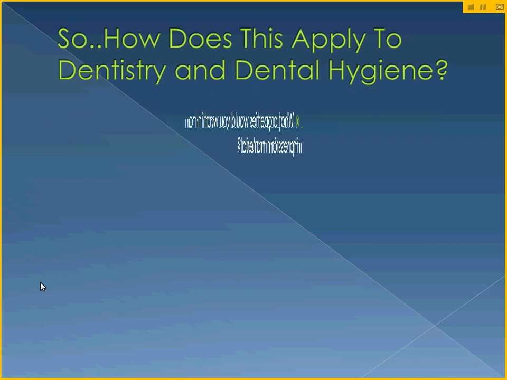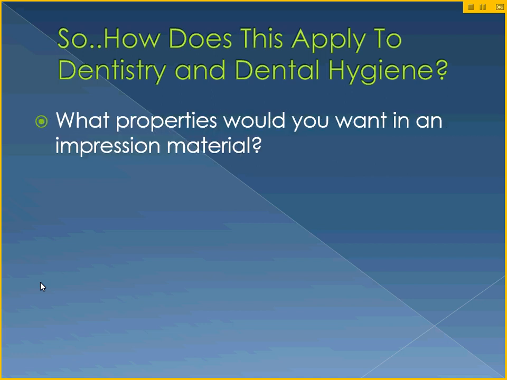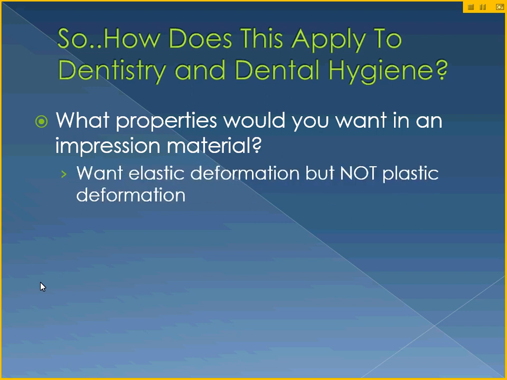What about a night guard? You know, what characteristics would you want in a night guard? You want a fairly high modulus, although some night guards are soft on the inside and hard on the outside. If alginate had a high modulus, could we take an impression? Absolutely not. The material would be harder than the teeth and not allow the material to conform to the teeth. We wouldn't be able to take an impression. So you want elastic deformation, but not plastic deformation.